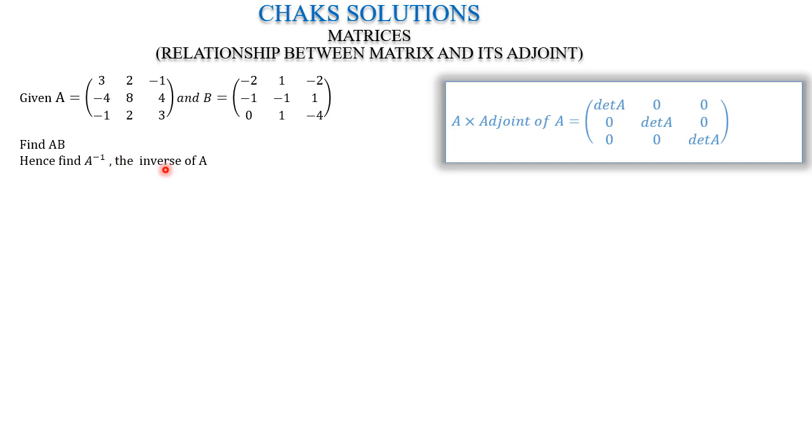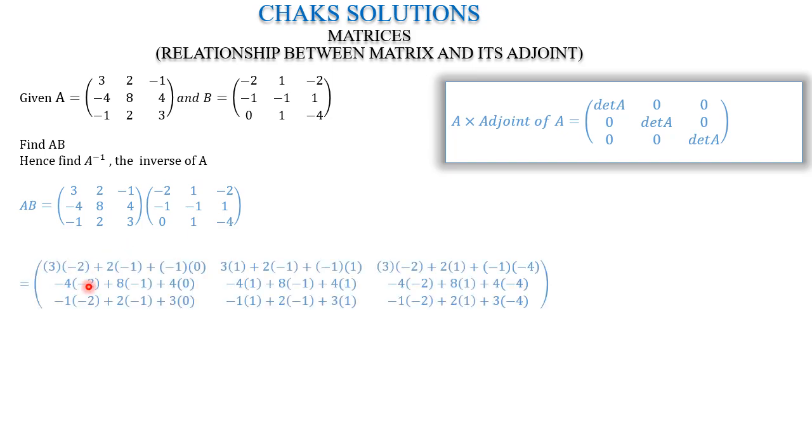Right, so let's go here, finding AB. So A times B is multiplication row by column. So if you multiply A and B, we are going to have this matrix. Let's just emphasize multiplication of our matrix here. Multiplication is row by column. So this first row here, you can see, is multiplying with this column.